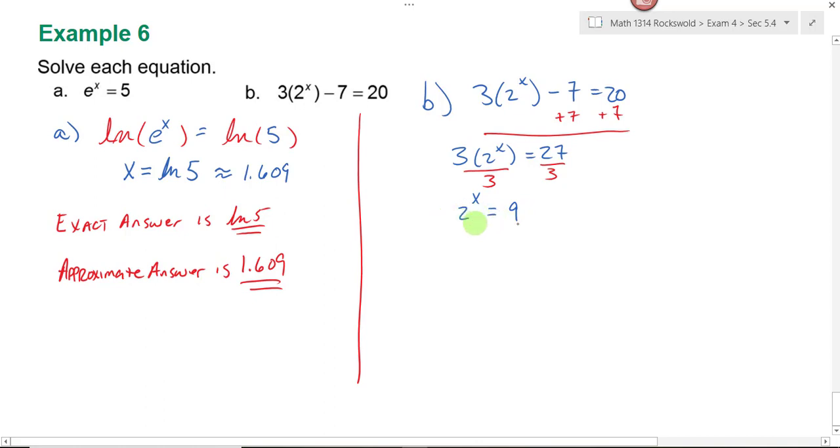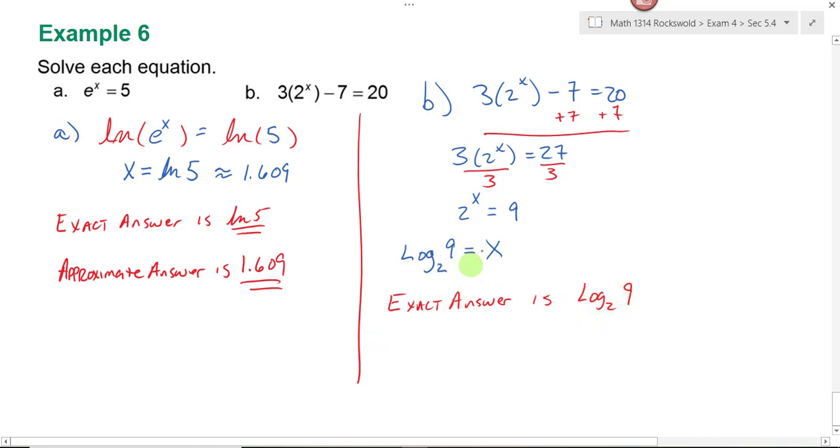Now I don't know what this is exactly because I can't rewrite 9 as a power of 2, but what I could do is rewrite this exponent as a log. The equivalent log would be a log base 2 because the base of the log is the same as the base of the exponent. The argument of the log is what stands by itself when it's an exponent, and then whatever the log is equal to is the exponent, so that means that this would be equal to x. So my exact answer is going to be log base 2 of 9.